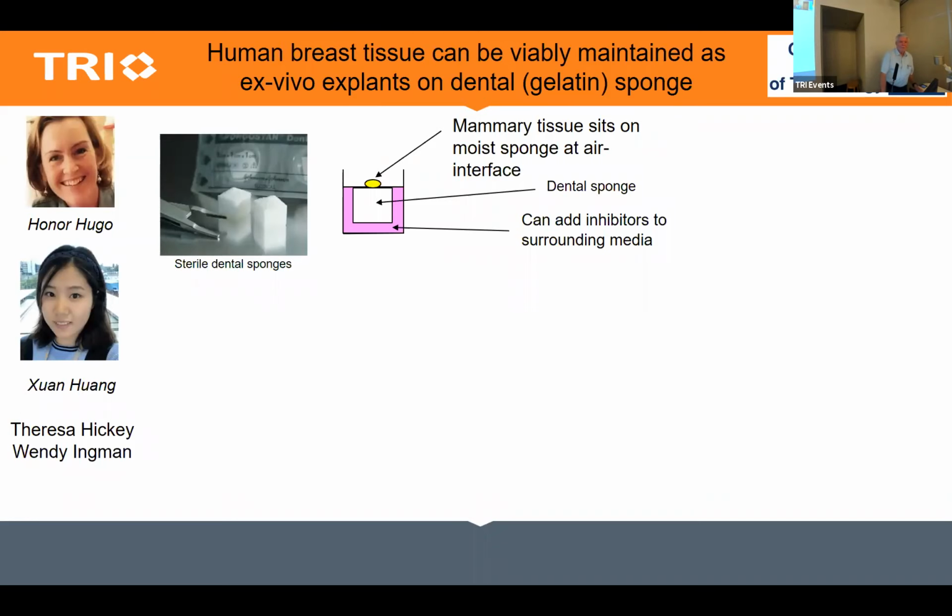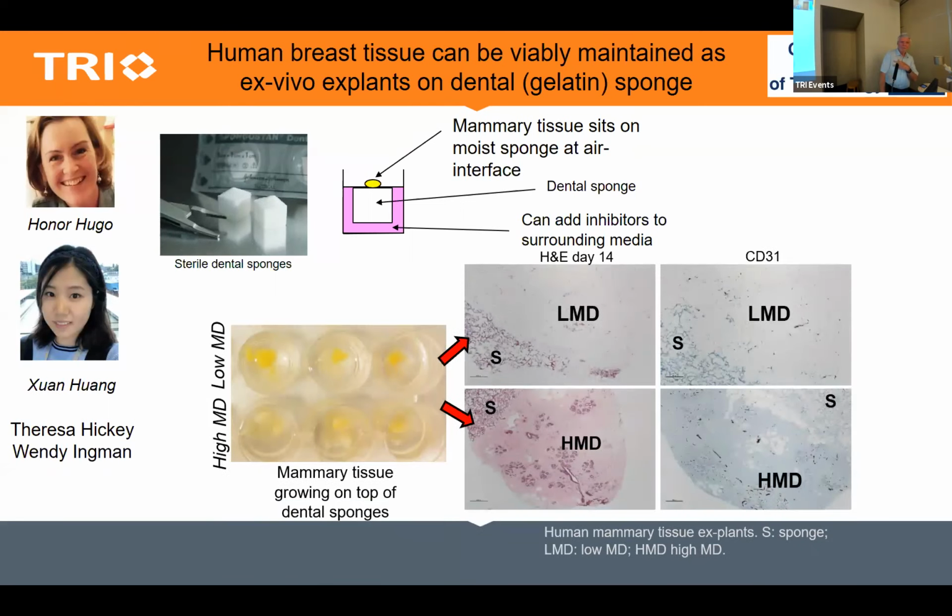What we've done here with Tom and the team, we've now had 53 mastectomy accruals. I just checked up today. And Anna Hugo, who many of you will know, who went to the University of Sunshine Coast earlier this year, and our student Schwan has been taking that tissue. And rather than assess it histologically, we've been culturing it on these sponges, at the air interface on dental sponges in media, as depicted here.